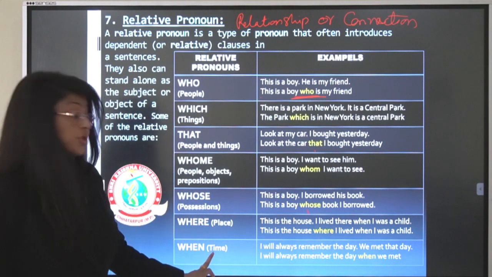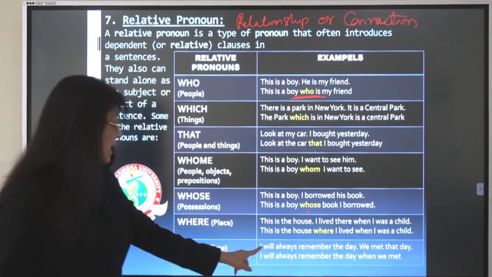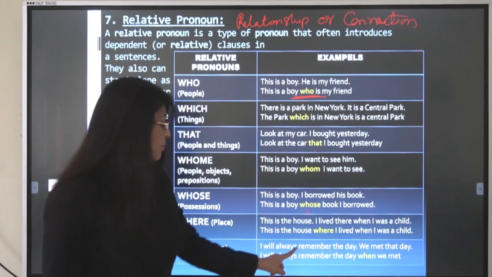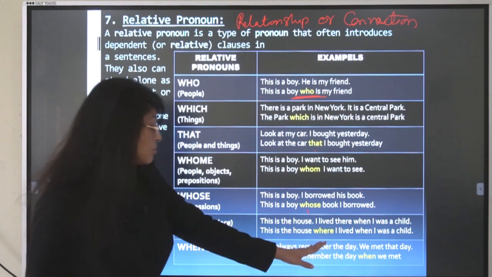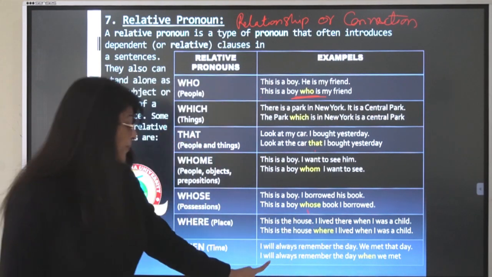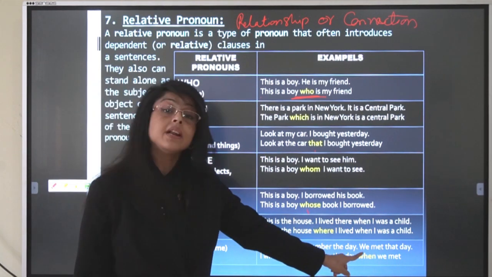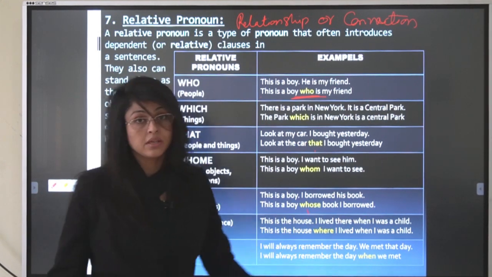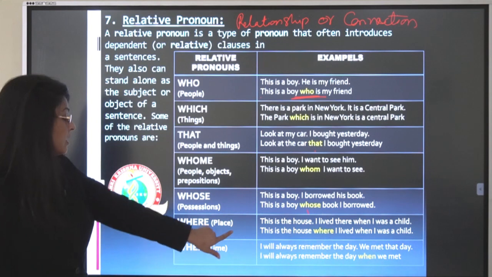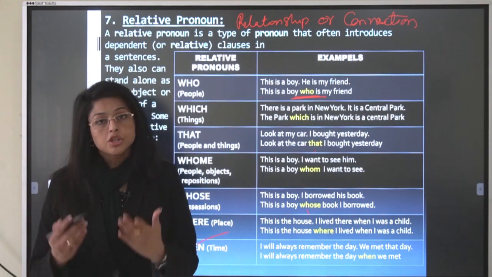And when is used generally for time. I will always remember the day we met, that day. So two clauses, see, two. I will always remember the day when we met. So we met that day, when we met. It shortens the sentence. So here we come to the end of our topic, pronoun.